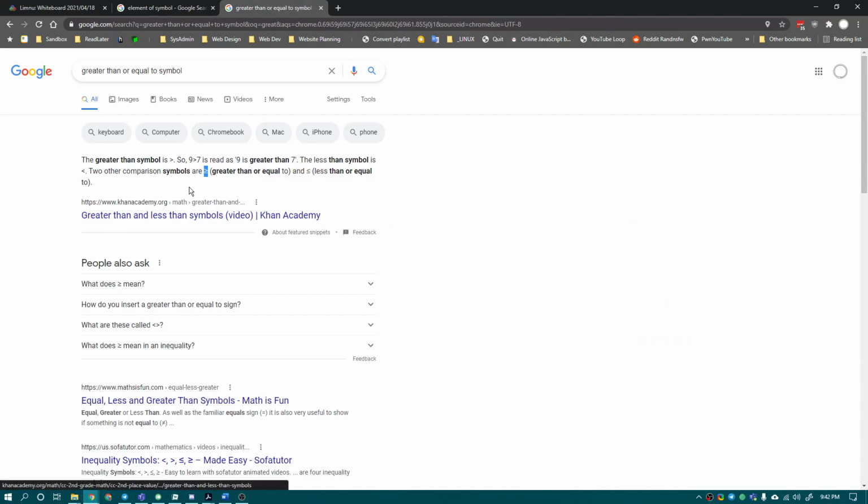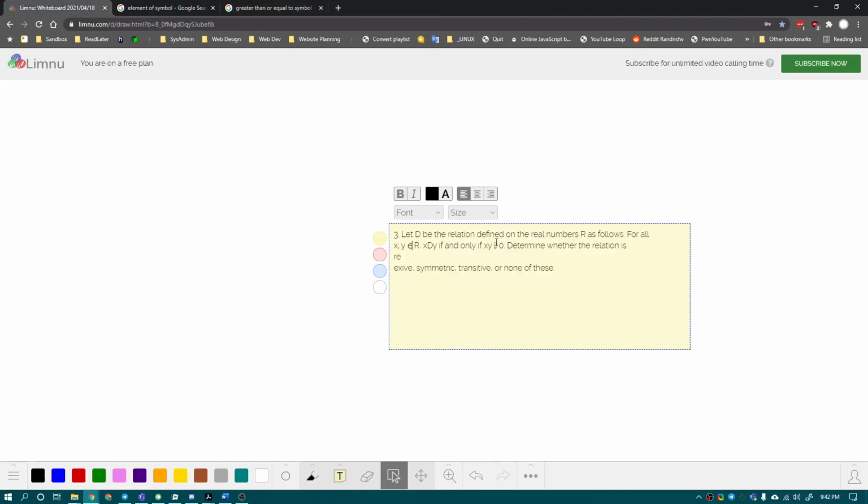Let me just get this problem set, because you can tell a lot of the characters don't transfer. Determine whether the relation is reflexive, symmetric, transitive, or none of these. Okay, I think we're good.